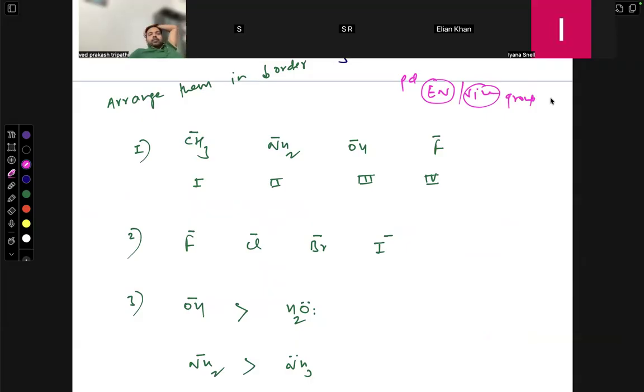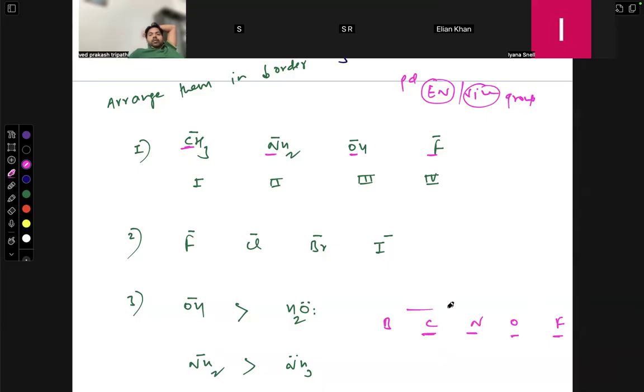Look at the periodic table first of all. Elements in the periodic table are arranged like that: B, C, N, O, F. So you can see C, N, O, F. So this is related to the period.